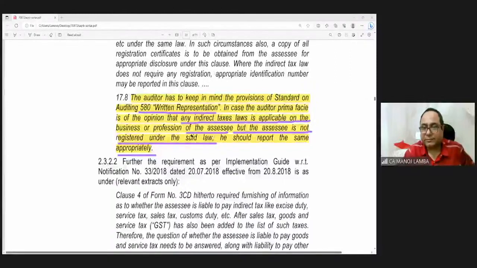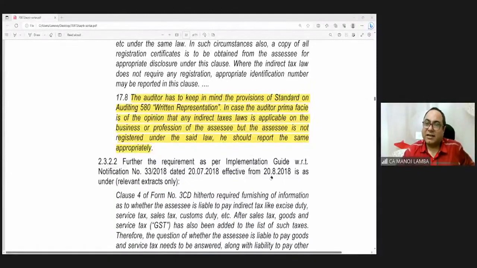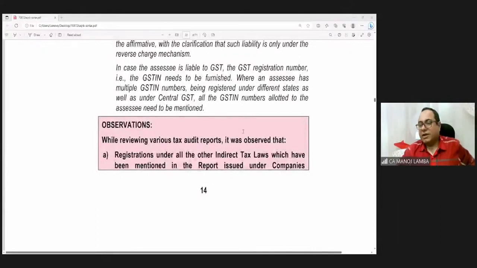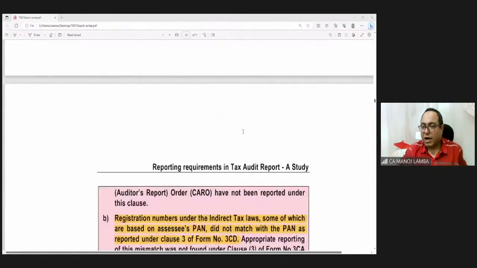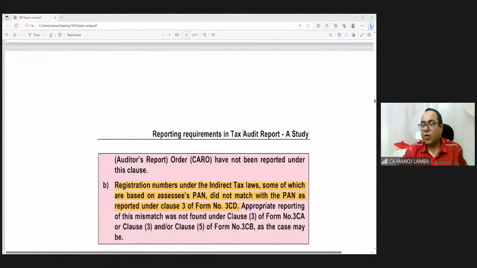Moving further, my dear friends. Now, what are the observations of the Taxation Audit Quality Review Board with regard to clause 4? While reviewing the tax audit reports, it was observed that registration under all indirect tax laws which have been mentioned in the company's auditor's report, CARO, have not been reported under this clause. You have mentioned so many registrations in the CARO, but here you are saying that you are not liable to pay indirect tax, so no reporting is required. So please maintain consistency between your CARO and TAR.